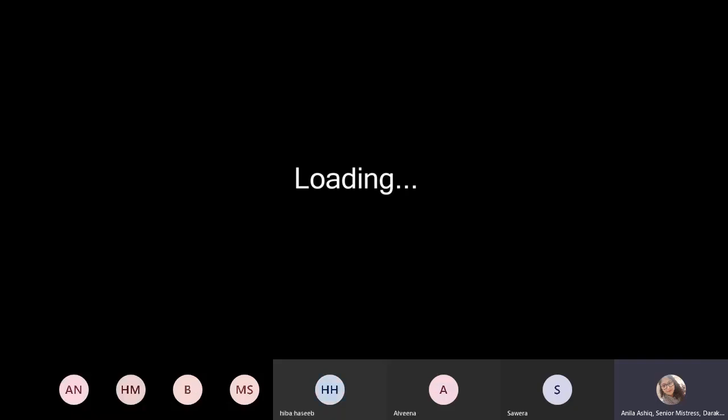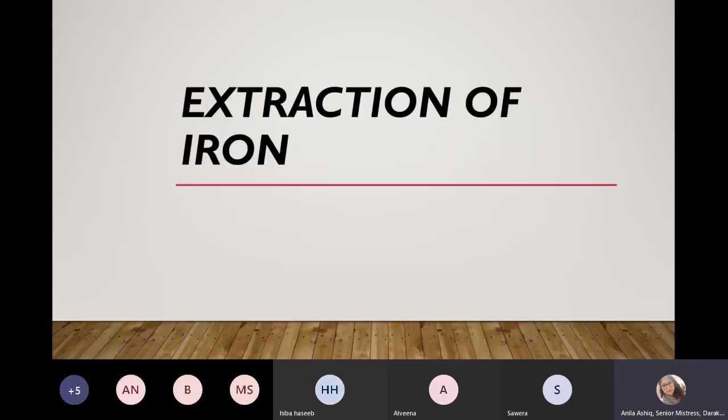First thing which I want to know from all of you is, what do you know about iron? From where does it belong? Which group? Which family? Is it a non-metal? Is it a metal?